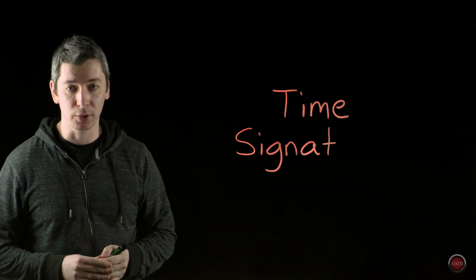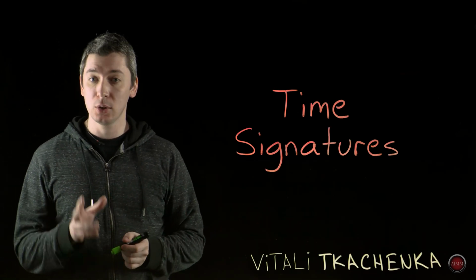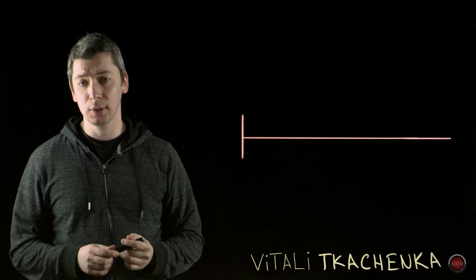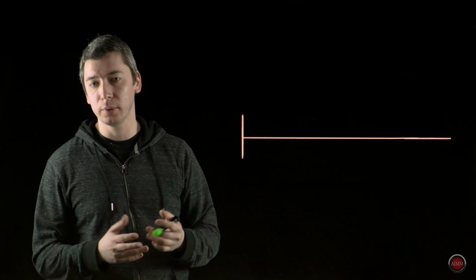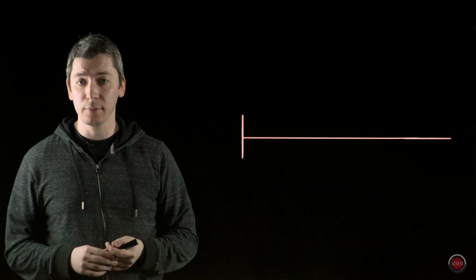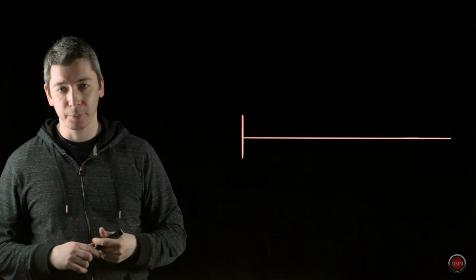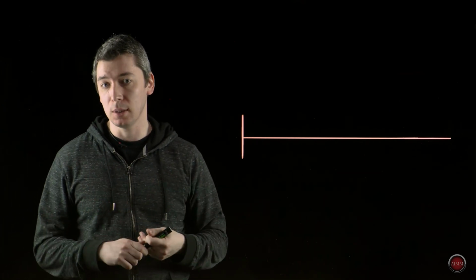Let's talk about time signatures. A time signature is represented by two numbers that are written on a staff. Here I use only a single-line staff for simplicity, but it can also be written on a regular five-line staff in every clef that we have. So right now, let's talk about the meaning of these numbers.